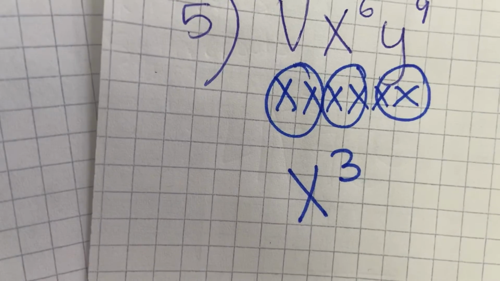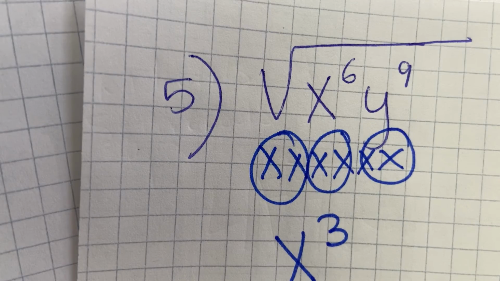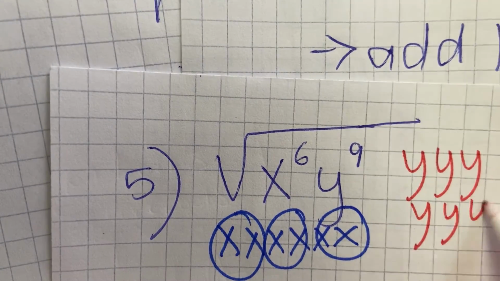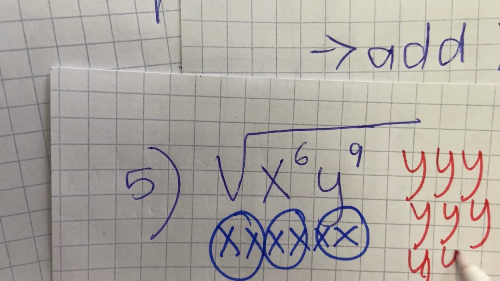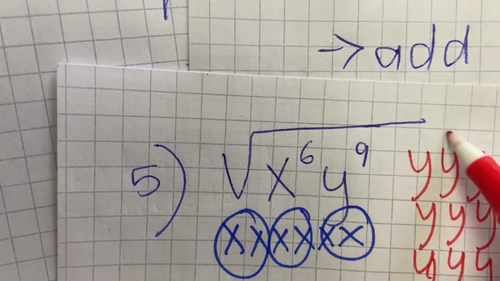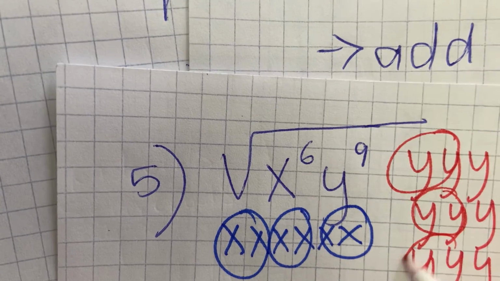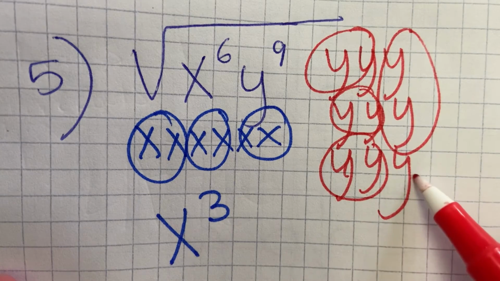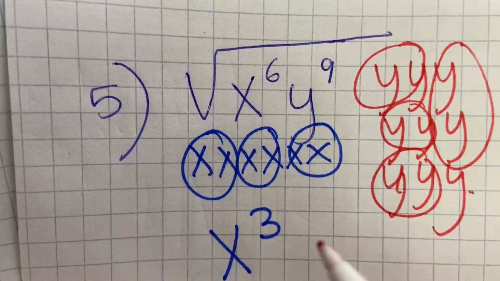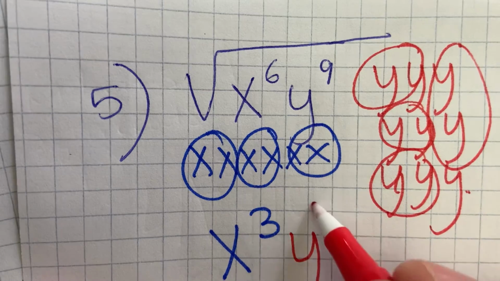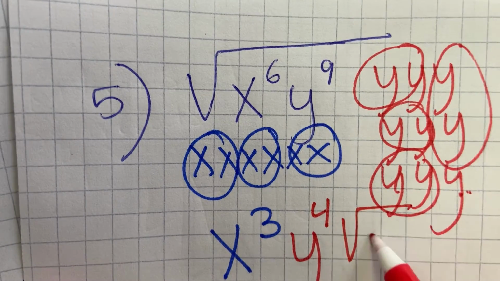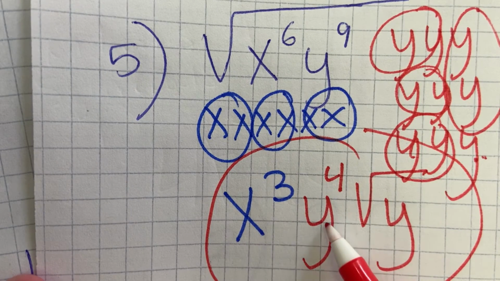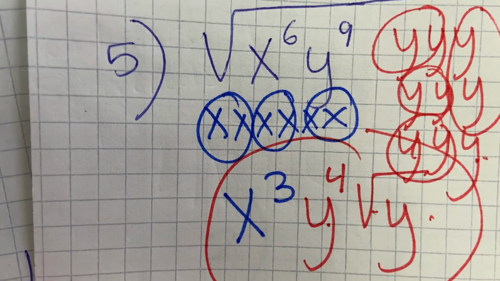All right. Now y to the 9th means there's 9 y's. How many pairs can I make? 1, 2, 3, 4. I can make 4 pairs. And look, there's 1 left over. So my final answer, I can make 4 pairs, so it's y to the 4th, but there's 1 y left over. So all of this is my final answer. X cubed, y to the 4th, radical y.